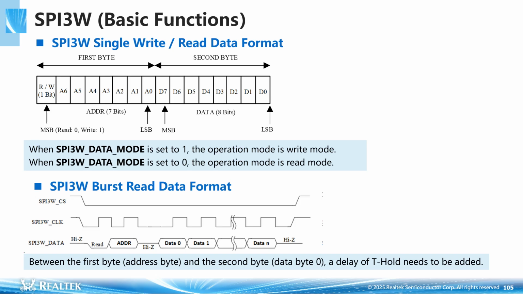Both the single write mode and single read mode consist of 2 bytes. The first byte contains the address and has bit 7 as its MSB to indicate data direction. The second byte contains the data. In burst read mode, SPI can continuously read multiple bytes of data. Between the first byte, which is the address byte, and the second byte, a delay of t-hold needs to be added. This delay is configured by SPI 3-wire read delay. There is no delay between the third byte and the second until the end of a burst read.